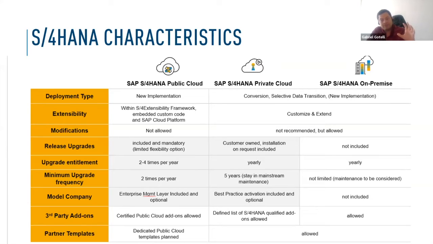Remember that when you choose any of these 3 versions, for the public cloud it's really common because it's in the cloud, but for the others you also have Fiori. Fiori is just like using your cell phone with apps. You just select one app and you open what you need. So here is the same.